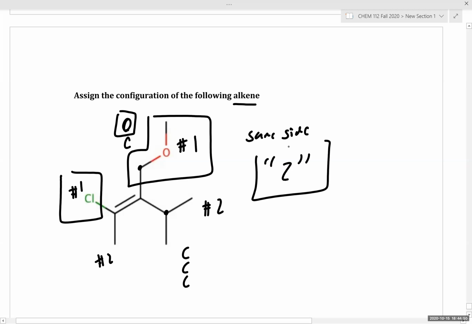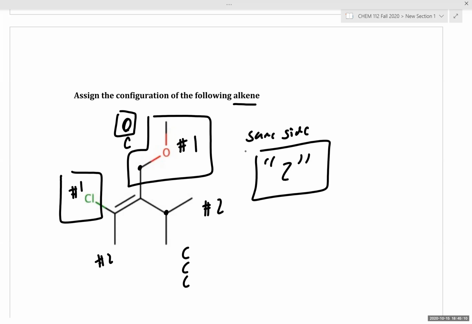Does that make sense to everyone? Does that idea make sense? Is everyone feeling a little bit more comfortable with these priority group assignments? Any questions before we look at another example?